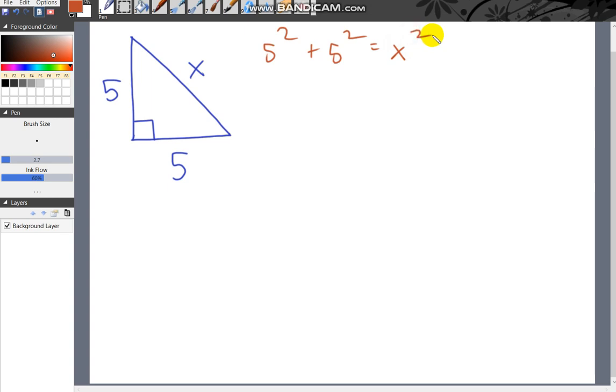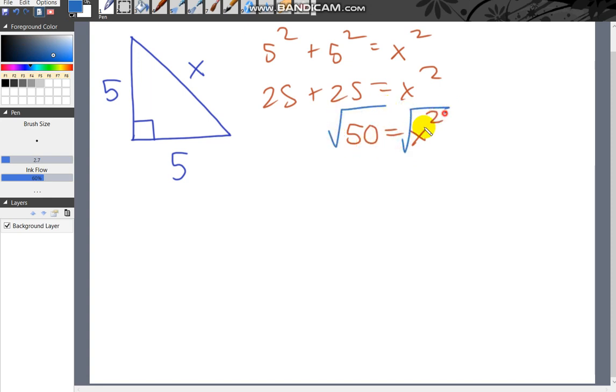Okay, so what we want to do is simplify this. 5 squared is 25. 5 squared is 25 equals x squared. 25 plus 25 is 50 equals x squared. What we want to do is get rid of the square. So we're going to take the square root. The square cancels out with the square root.